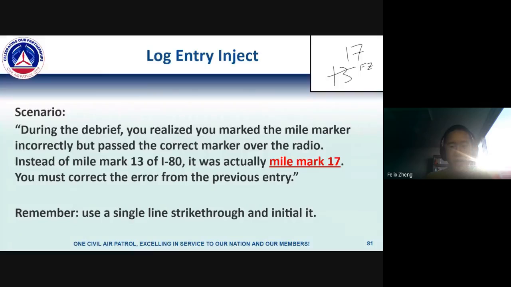Oh, here is a log entry inject. During the debrief, you realize you marked the mile marker incorrectly, but you communicated the correct marker over the radio. Instead of mile marker 13 of I-80, it was actually mile marker 17. You must correct the error from the previous entry. So again, you reported it over the radio correctly, but you wrote it down incorrectly. I gave a little example in the upper right corner of how you can correct that.